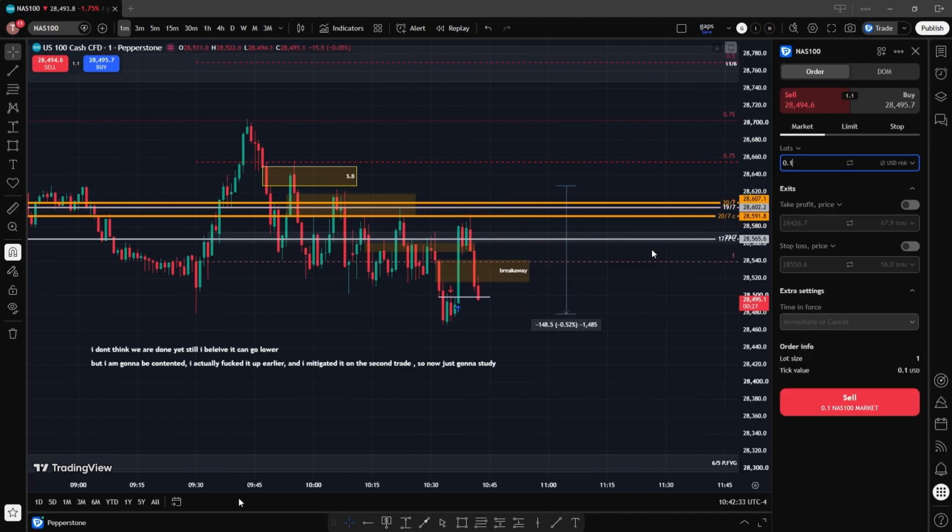So still using my demo for practice, but I'm going to say that I'm still contented, and I actually messed it up earlier, but then mitigated in the second trade. So now just going to have a free ride. Okay, just going to study, practice with the demo, because say if in the future I'll be trading this again with live funds, what I would do. So that's basically what I'm doing after I secure a trade and I use the demo account for practice.